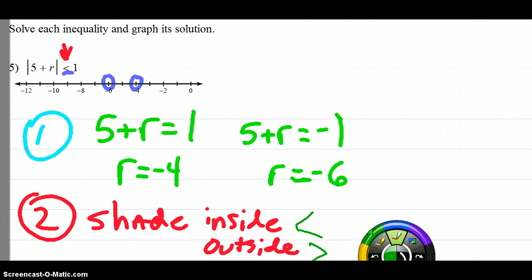But I would suggest to just plug in a point. So inside here would be a -3. So if I stick in a -3, 5 plus a -3 is a 2. And I'm sorry, -5 is a point inside. So 5 plus a -5 is a 0. And 0 is less than 1. So we would shade inside these points. So inequality is similar to yesterday, that we solve first, but then we have to determine which way to shade.